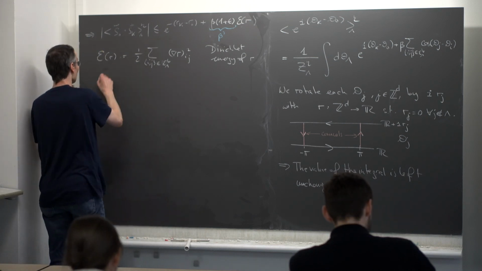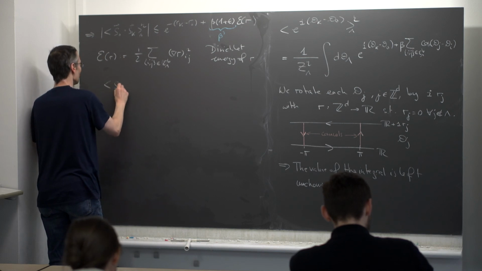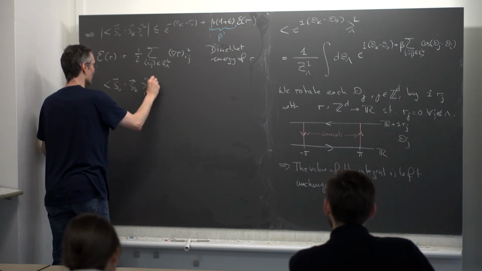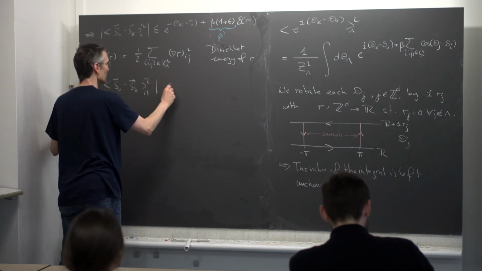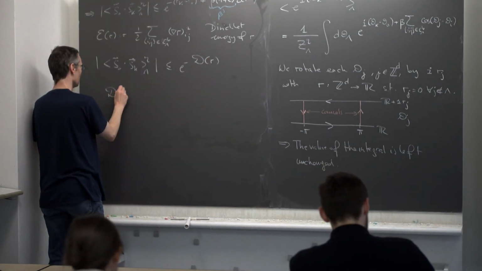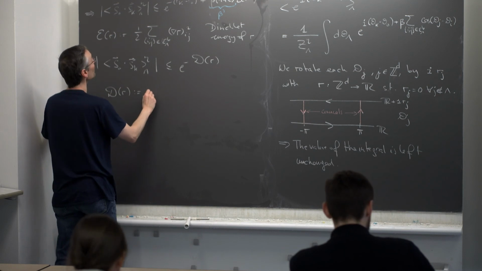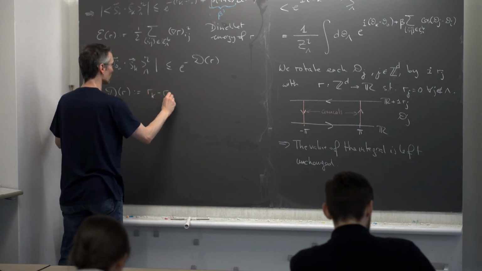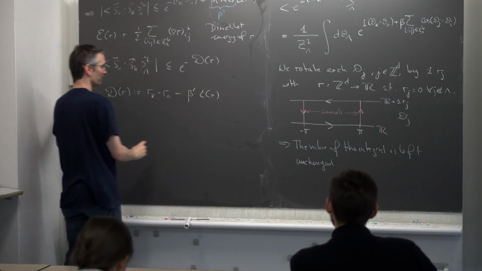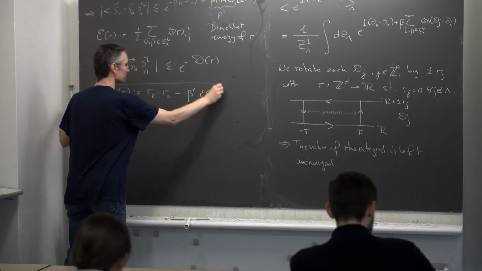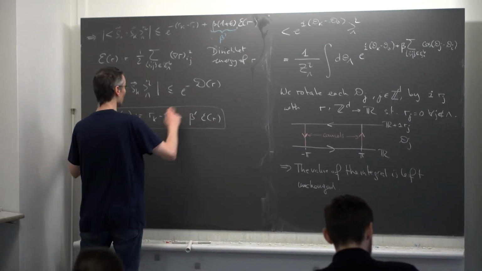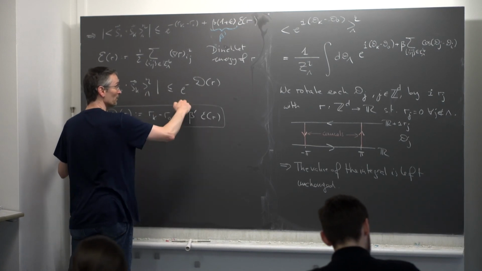So what we get is that this two-point function is smaller than some e to the minus D of R, where this functional D of R is just R_k minus R_0 minus beta prime E of R. So what remains to do is to minimize this exponential, that is to maximize D.